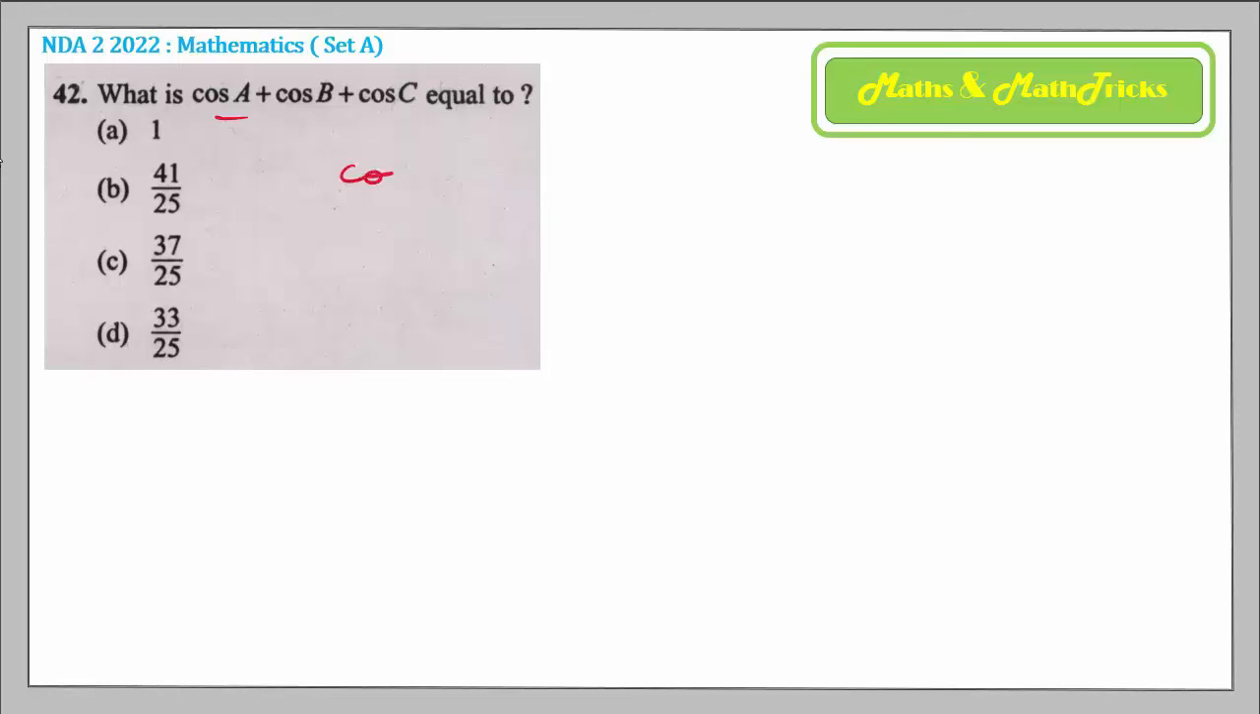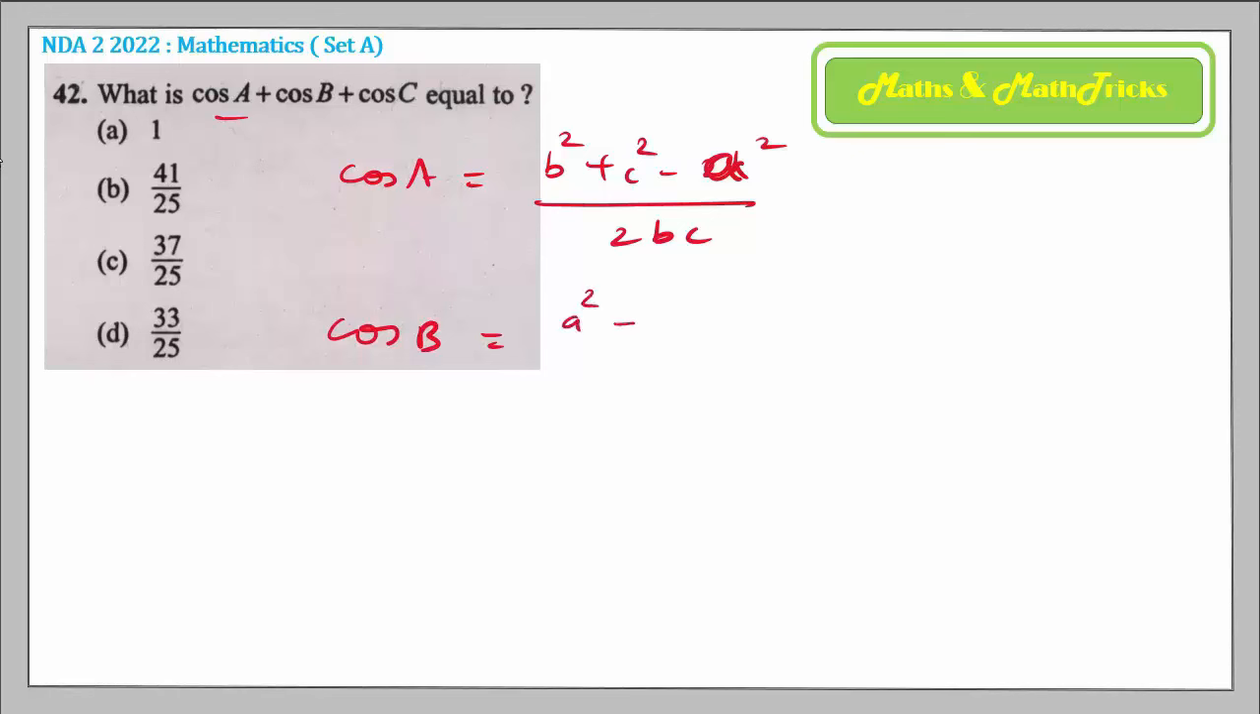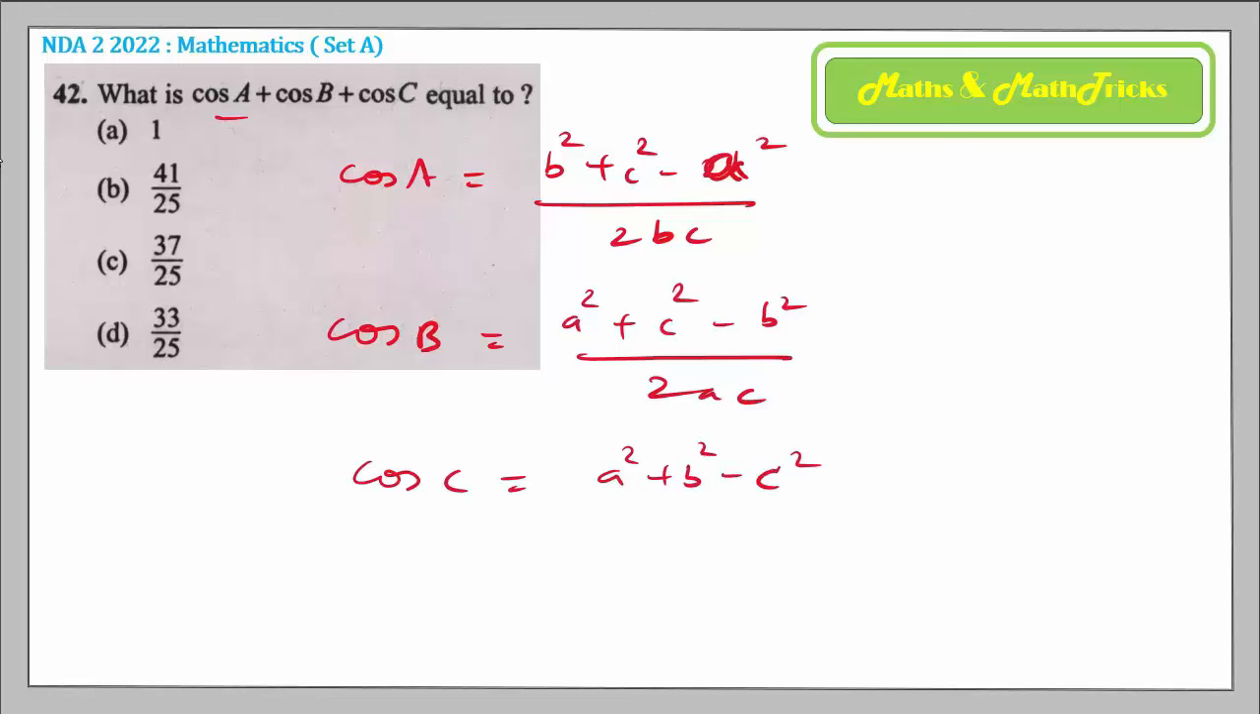You remember that the cos A formula is, what is it? It is b square plus c square minus a square upon 2bc. Then cos B formula is, what is it? a square plus c square minus b square by 2ac, and cos C formula is a square plus b square minus c square by 2ab. This is the formula for cos A, cos B, cos C.